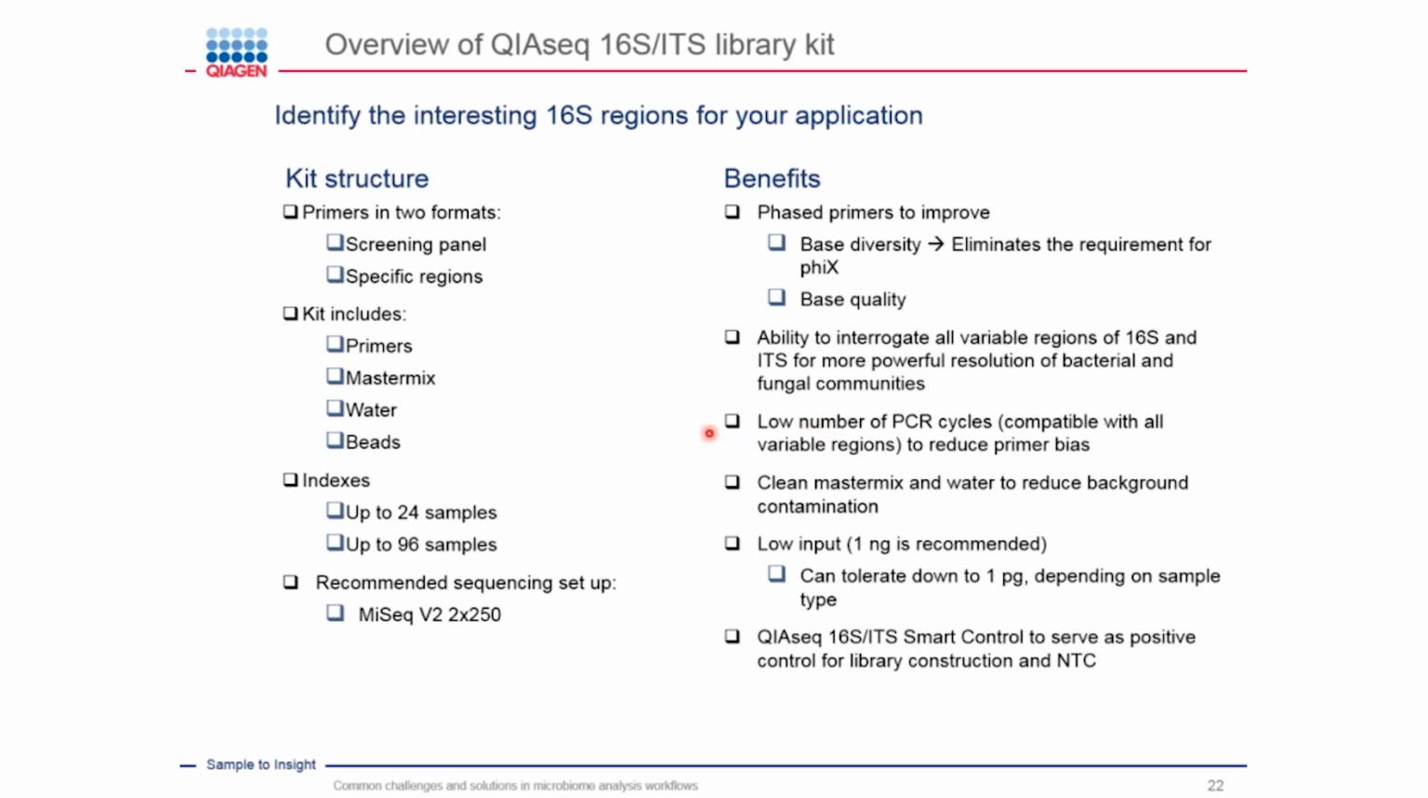Here we have had a special interest in looking at a system which can amplify with low PCR cycles from even very low DNA inputs. So for 1 nanogram of DNA, we're taking 12 cycles of 16S. When you go down to 1 picogram, you have 20 cycles. It works perfectly. In addition, we have a smart control in it, which you can amplify with the 16S primers. On the other side, it's an artificial system, so you can use it as your negative control for the sequencing result and as a positive control for your library construction.